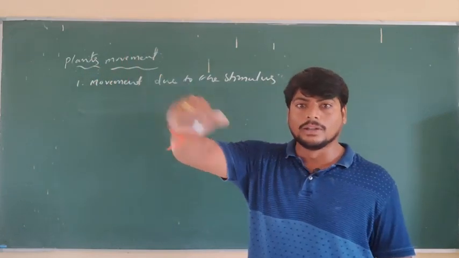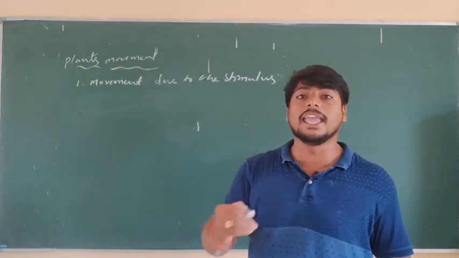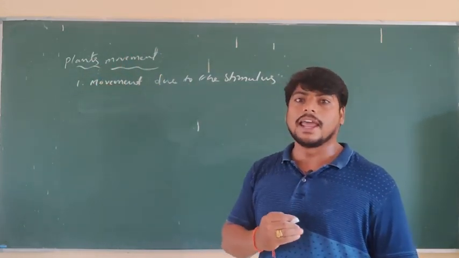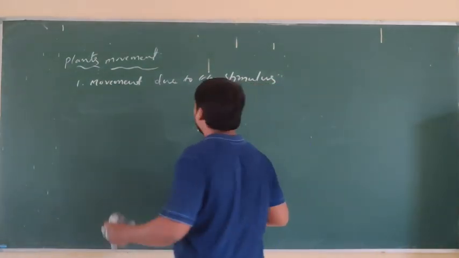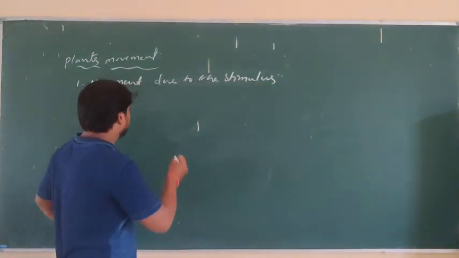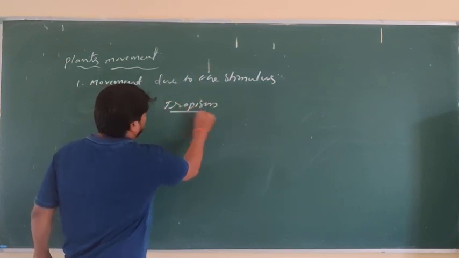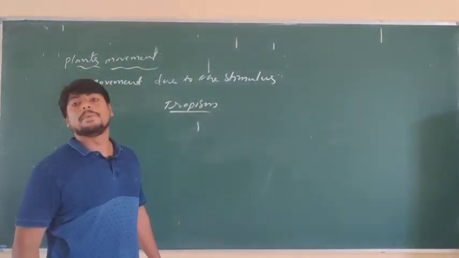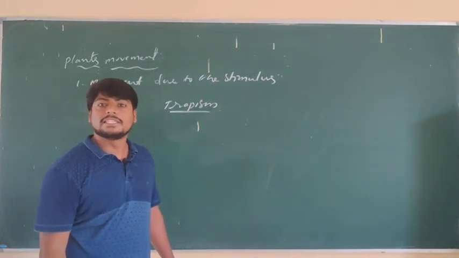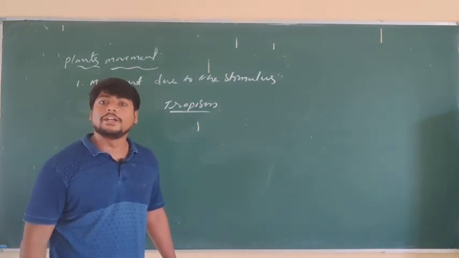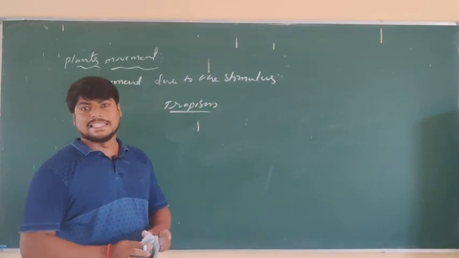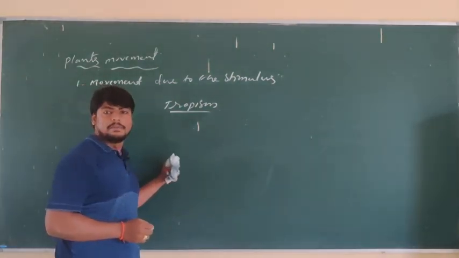This kind of growth of the plant towards the stimulus is called movement due to the stimulus. Tropism. What is it called? Tropism. So what is tropism? It means movement of the plant towards the stimulus. That is called tropism.